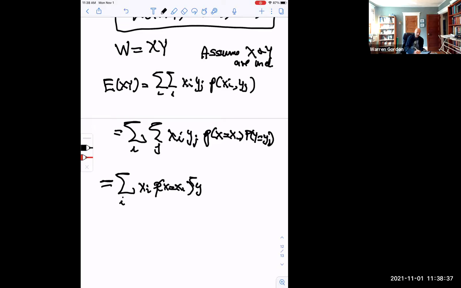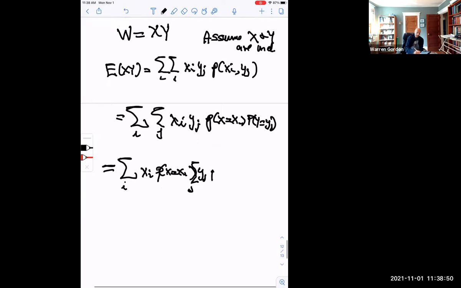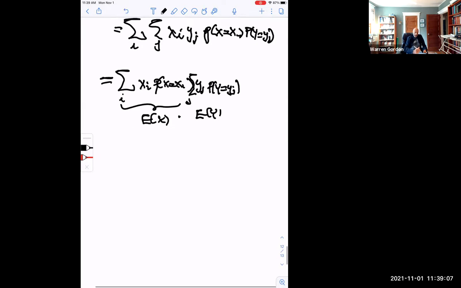Oops, second sum. Fix that. This is just E of X. This is just E of Y. So I've just proved two very important results, and these we need to use.